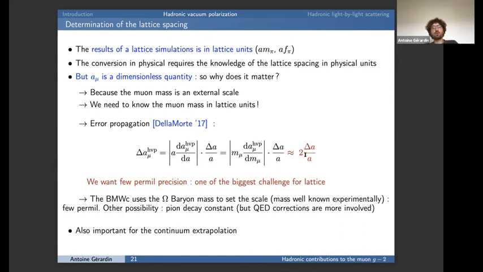It means that if you know the lattice spacing with a precision of 1%, then you automatically have 2% precision on mu. And so if we want to reach the per mil level precision of mu, we need to know the scale setting at the level of 1 per mil, which is probably one of the biggest challenges for lattice calculations.